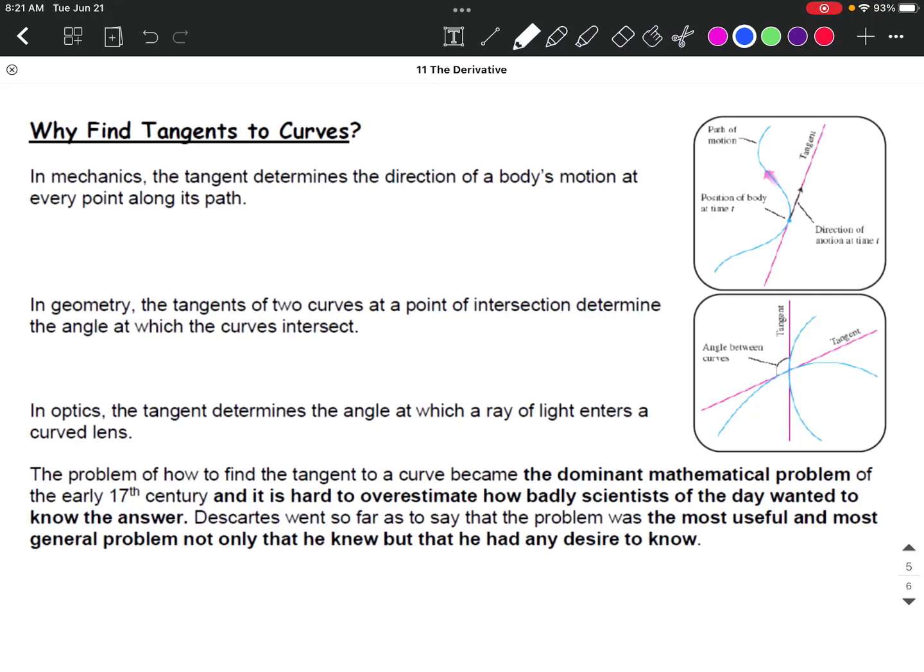Now, I will tell you that the problem of how to find the tangent to a curve became the dominant mathematical problem of the early 17th century, and it is hard to overestimate how badly scientists of the day wanted to know the answer. Descartes went so far as to say that the problem was the most useful and most general problem, not only that he knew, but that he had any desire to know. That's how important this question was to the scientists at the time.